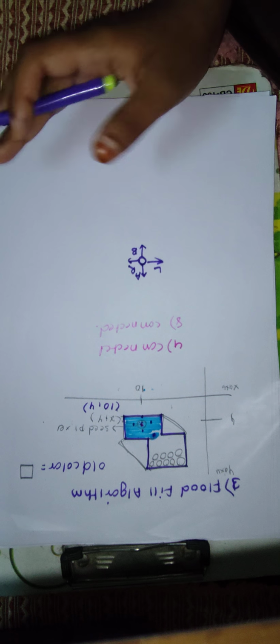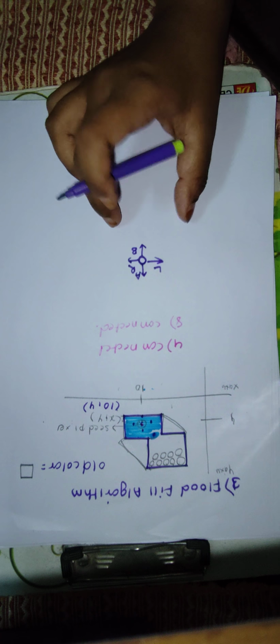So if this is our seed pixel, it can go to the right side, then the left side, then the above side and the below side. One by one it goes to that position and fills the color in that neighboring pixel. Now for the 8 connected approach, in the 4 connected approach there is an algorithm I have told you.